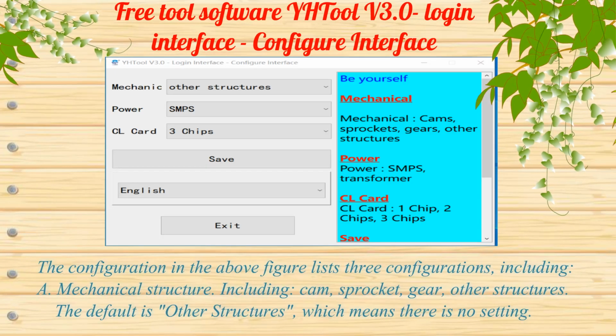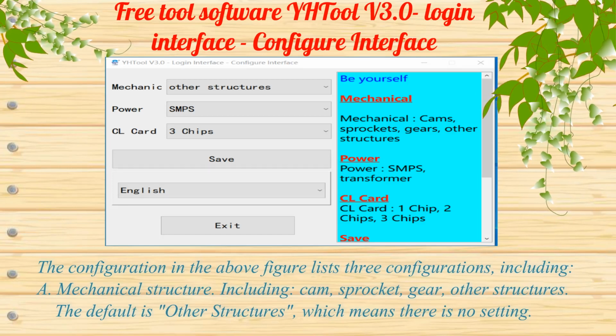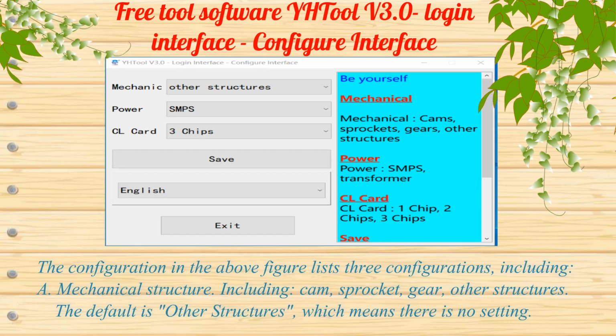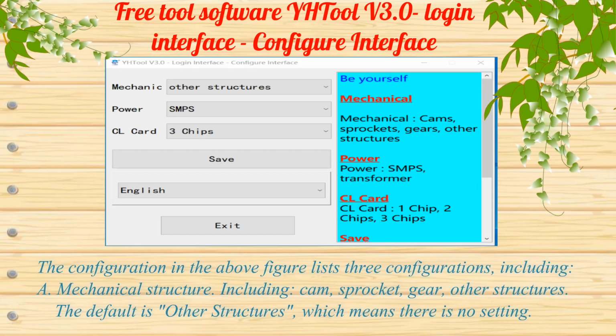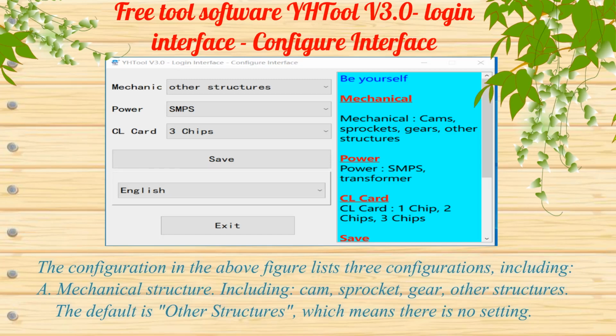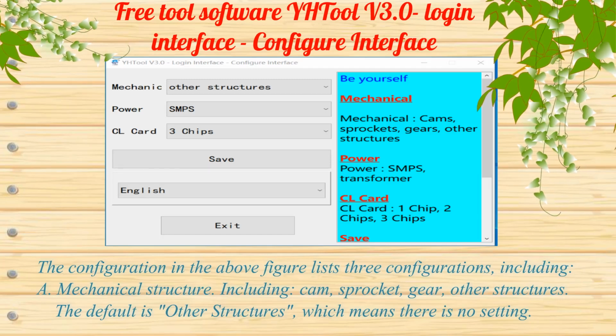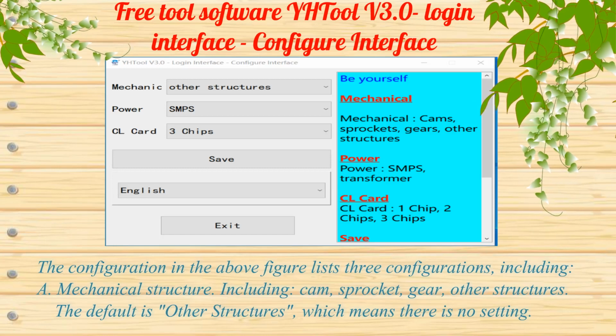The configuration in the above figure lists 3 configurations, including A. Mechanical structure, including cam, sprocket, gear, other structures. The default is other structures, which means there is no setting.